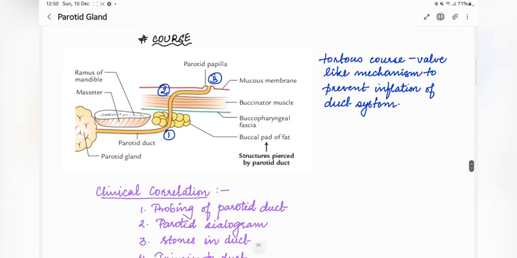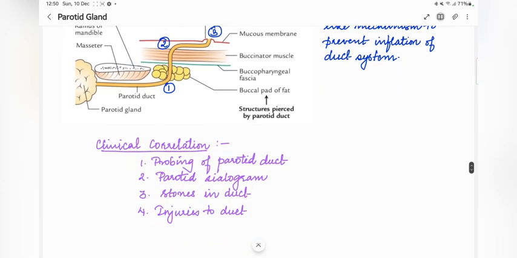Talking about the clinical correlation over here, the probing of the parotid duct is difficult. Why is it difficult? Because of the tortuous course. As we can see, there are a lot of bends, the first bend, the second bend, the third bend. So because of this very tortuous course, the probe is held at sharp bends of the duct, so it is very difficult to probe the parotid duct. The parotid duct lies 1 finger breadth below the zygomatic arch. So when the teeth are clenched, it may be rolled up and down against the masseter muscle.